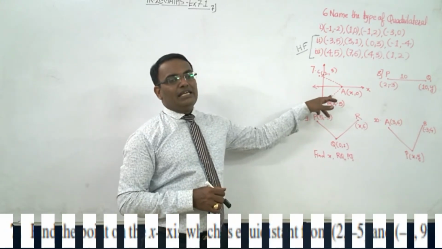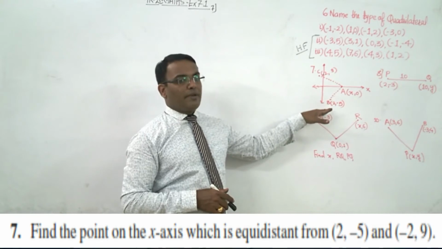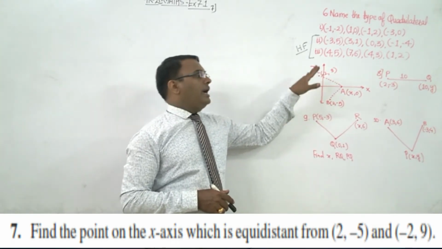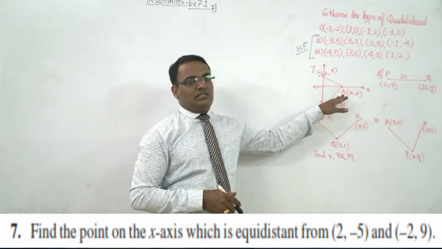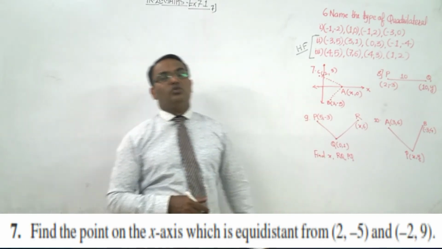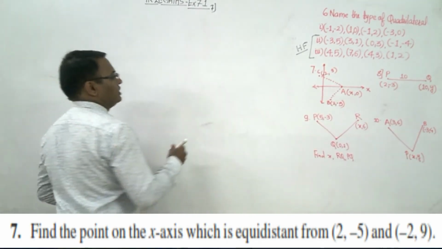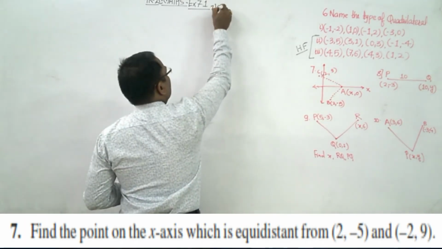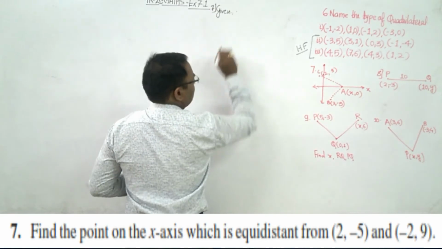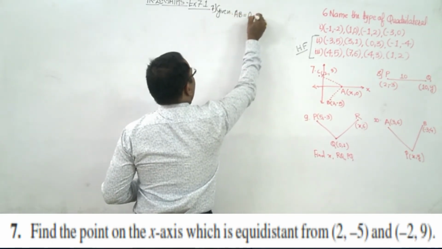The point A is on the x-axis, which is equidistant from point B (2, -5) and point C (-2, 9). And the point A is on the x-axis. So automatically, if it is on the x-axis, its y coordinate needs to be 0. Okay, so let's find out how it will be. What is given? Accordingly, we will work. Given that AB is equal to AC.